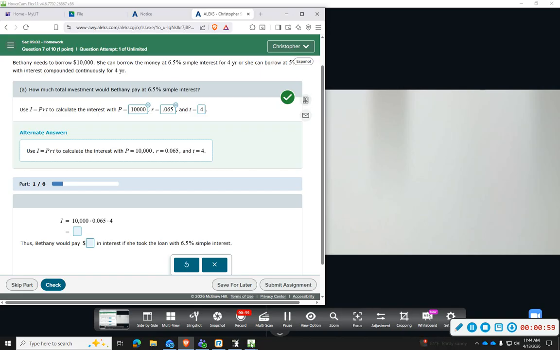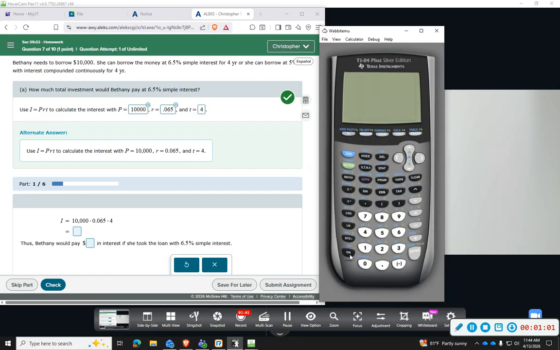Okay, so we're going to get our calculator. I'm going to type in 10,000 times 0.065 times 4. And that gives me 2,600. So she would pay 2,600 in interest. And thus Bethany would pay blank in interest if she took this amount. So 2,600.